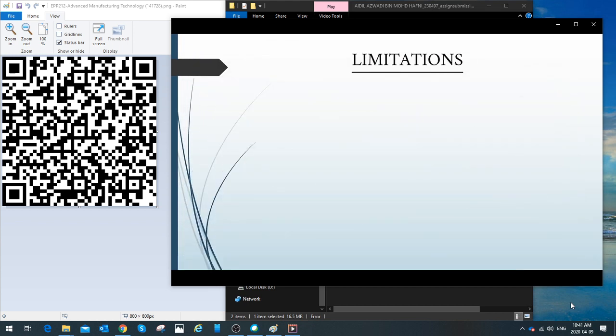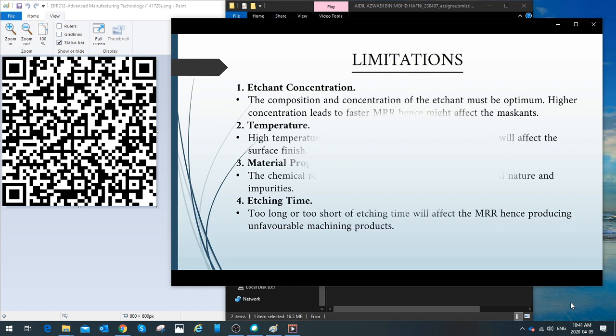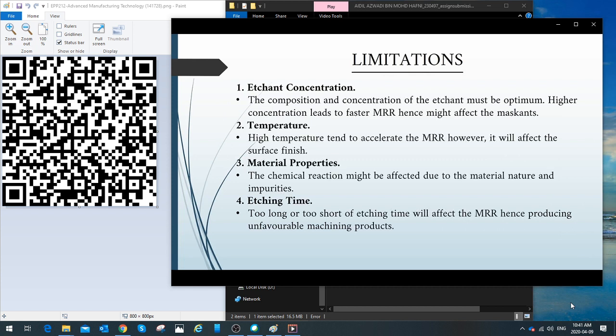And now we move on to the limitations. Basically, there are four parameters that could limit this machining process. They are the etchant concentration, etchant temperature, material properties of the workpiece, and the etching time. Generally, all these four parameters will affect the rate of material removal, hence making this machining process unfavorable. And a few efforts were done to overcome or at least minimize the limitations.